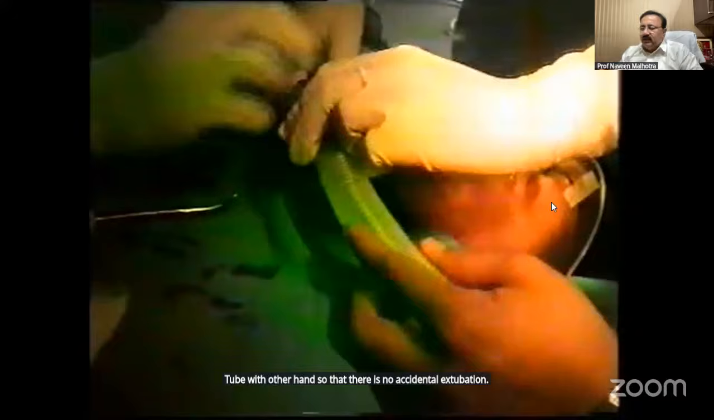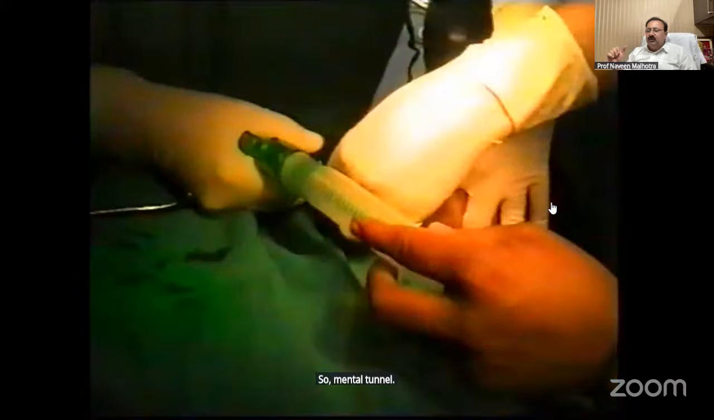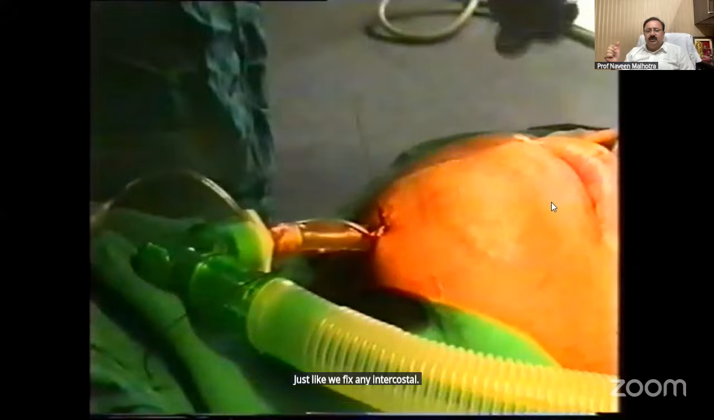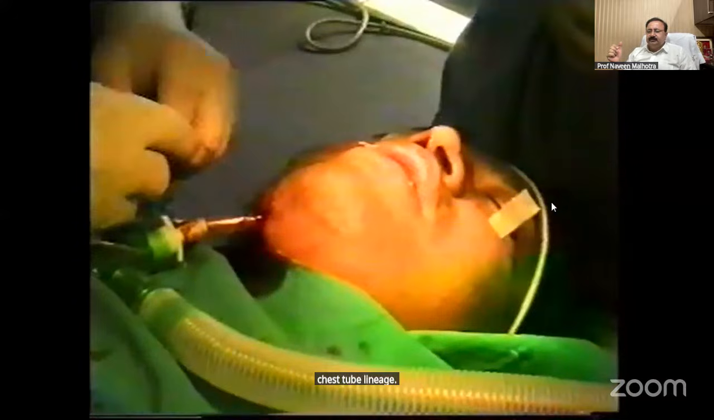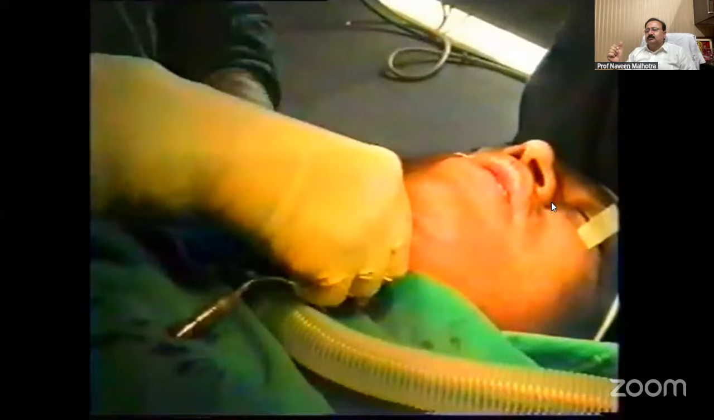And now this tube has been extracted out through the submental tunnel, which you created. You check the air entry. It is equal, and fix the tube just like we fix any intercostal chest tube drainage. So now this is our submental tube in situ.